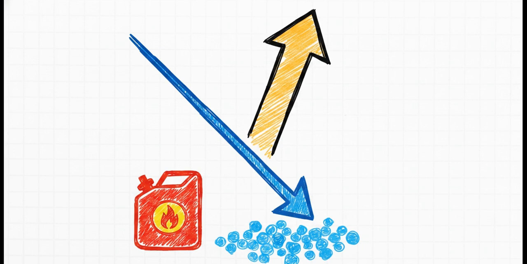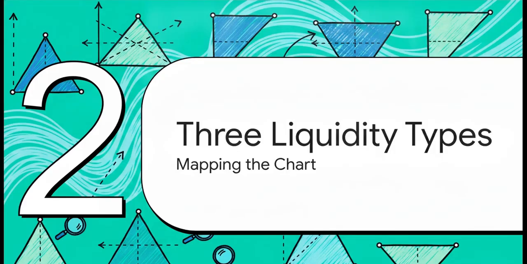And where do they find thousands of willing sellers? Sitting right there in the clustered sell stop losses of early retail buyers. The market deliberately drops to trigger those stops, absorbs that liquidity, and boom, fuels the real move upward. Moving right along to Section 2, the 3 liquidity types, mapping the chart.